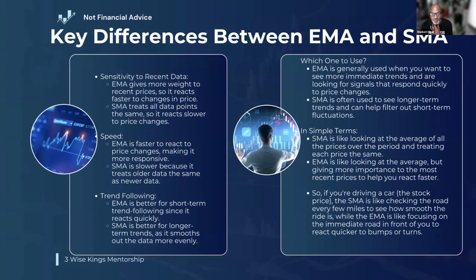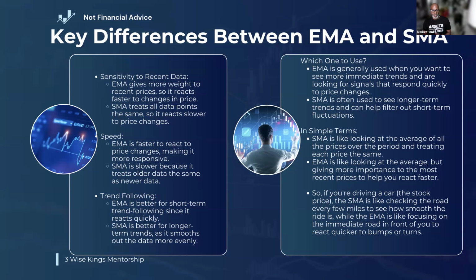So the key differences between the EMA and the SMA. First, sensitivity to recent data. The EMA gives more weight to recent prices, so it reacts faster to changes in price. The SMA treats all of the data points the same, so it reacts slower to price changes. Second, speed. The EMA is faster to react to price changes, making it more responsive. The SMA is slower because it treats older data the same as newer data.